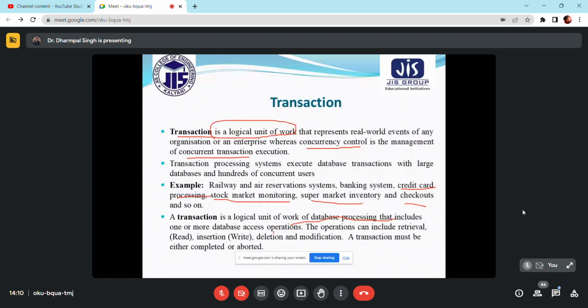A transaction must be either completed or aborted. Means if anything is started, it will reach the complete state. If it does not reach the complete state, then it will be aborted. Later in these classes, we are going to learn the life cycle of the transaction. For the time being, if anybody asks what is a transaction, you can say a transaction is the logical unit of work of database processing which has read and write operations to perform specific tasks of the user, where concurrency control is required. In this way, you can define it. Do not stick to the definition of the book. You can define it on your own. Okay.